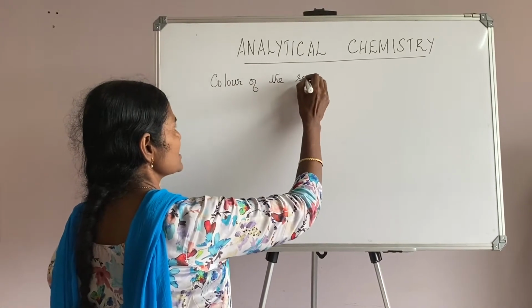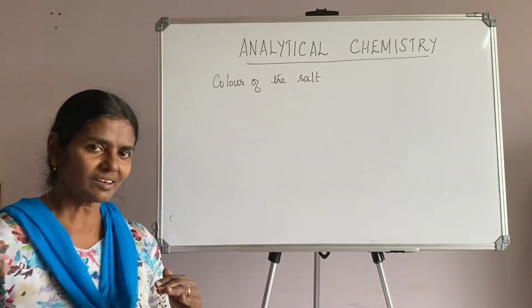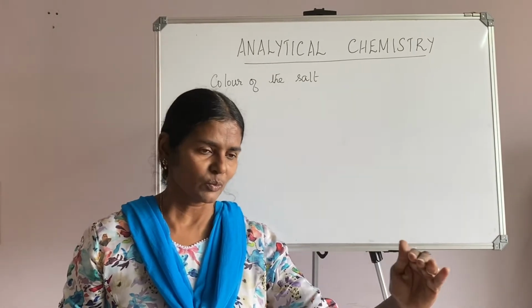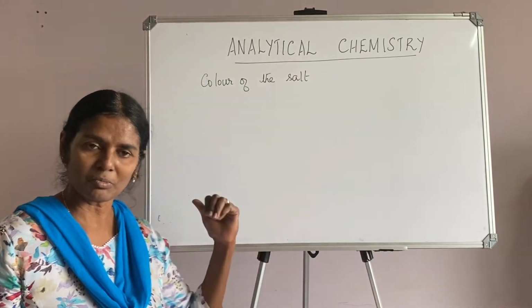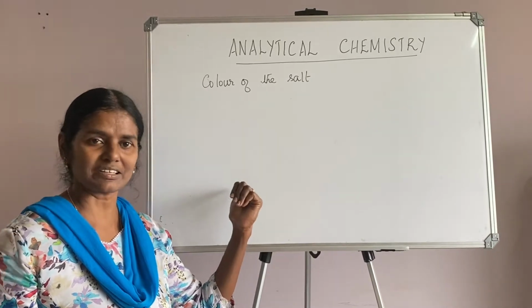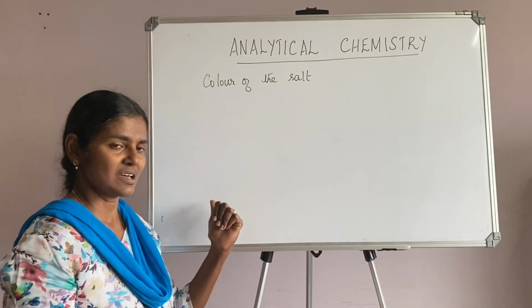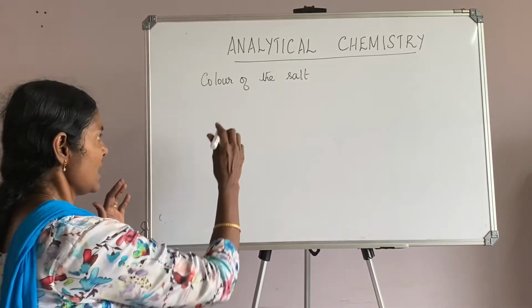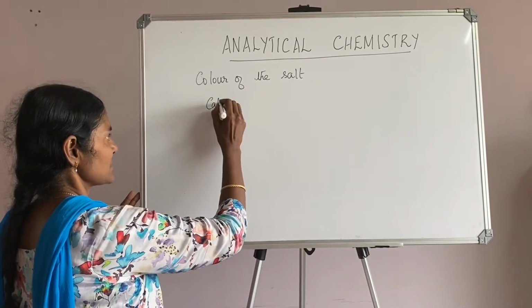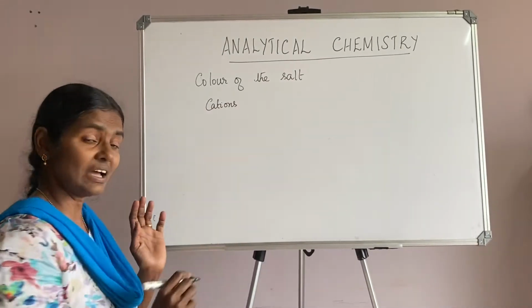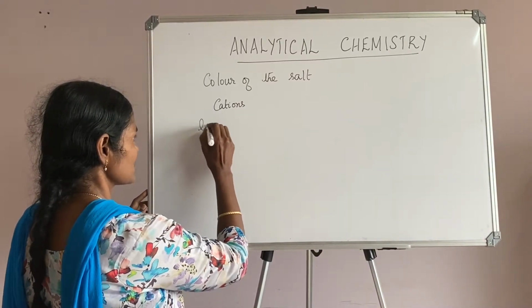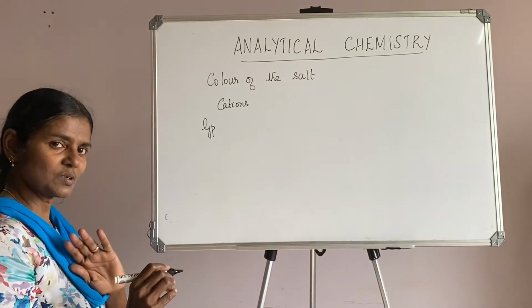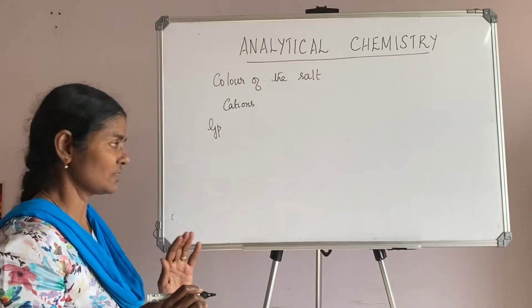When you see a person walking at a distance, the way they walk, you can identify or recognize the person. Just like that, by the color of the salt, you can identify the salt to a certain extent. There are some colored salts, and there are colors due to the cations and there are colors due to the anions too. Now when you come to the cations, one thing we should remember is there are some groups which are totally white in color or colorless.